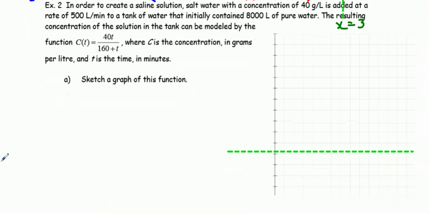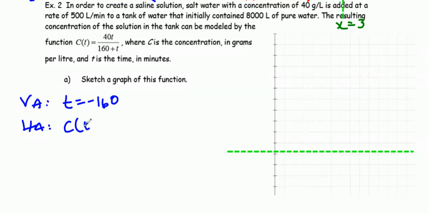Okay, so this is a linear over a linear, and when we're graphing a linear over a linear, we need those 4 key pieces of information, right? We need the vertical asymptote, and that comes from division by 0, so our vertical asymptote is going to be t equals negative 160. That makes this 0. Our horizontal asymptote is going to be where we've got the coefficients of the t's, and so that's going to be c of t equals 40 over 1, so c of t equals 40.